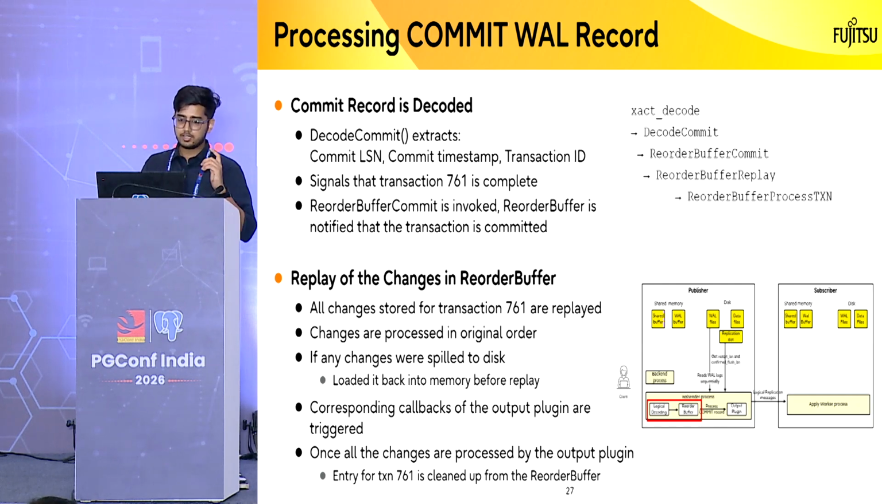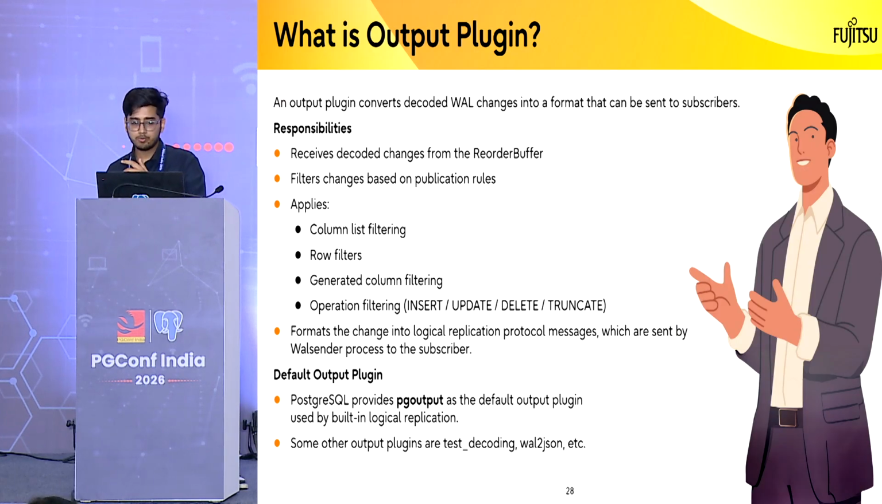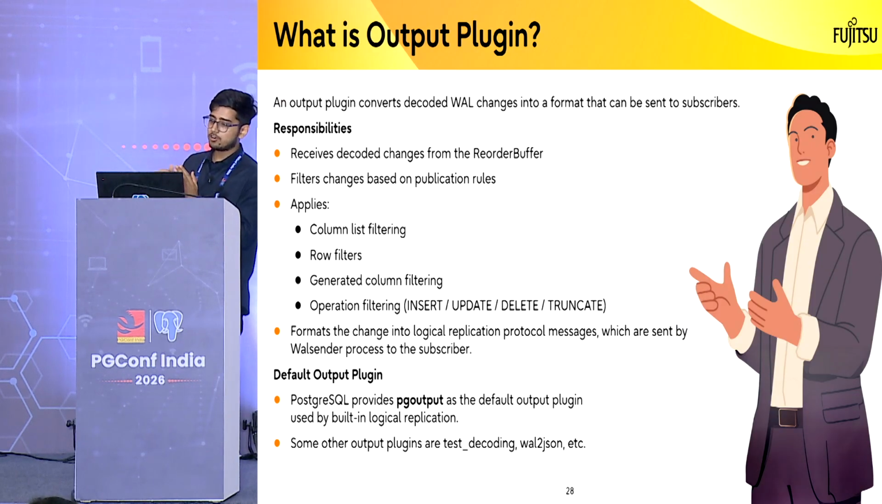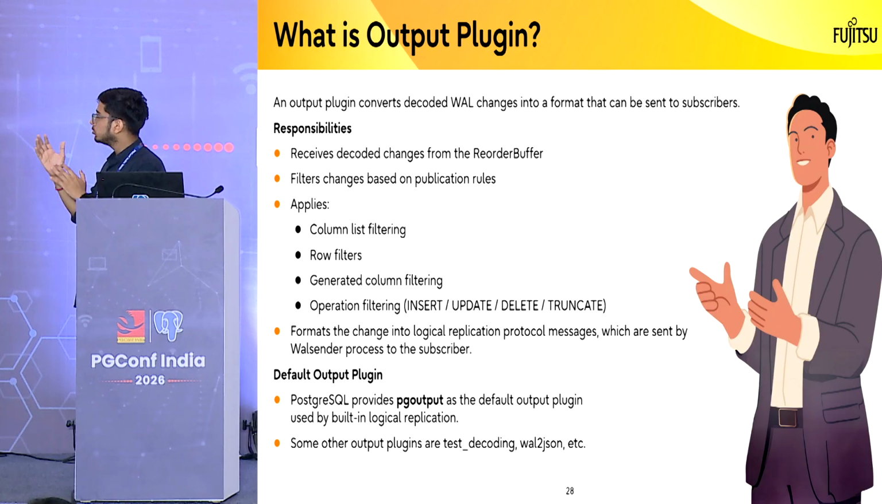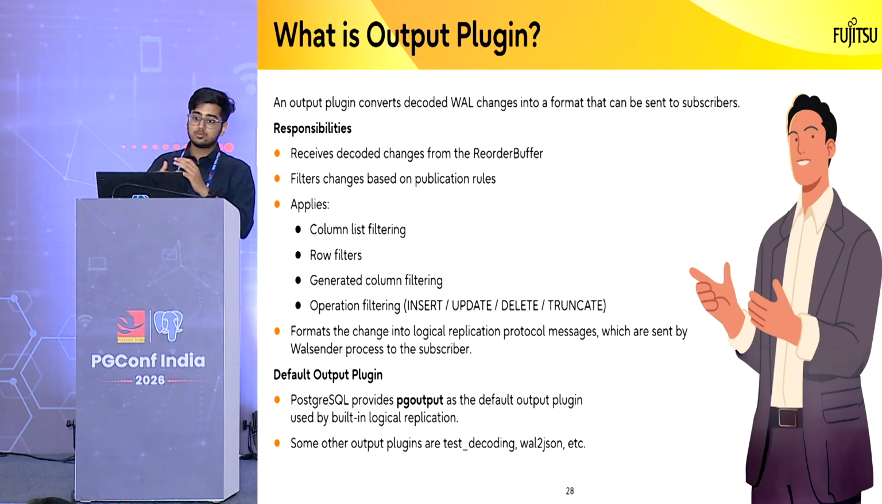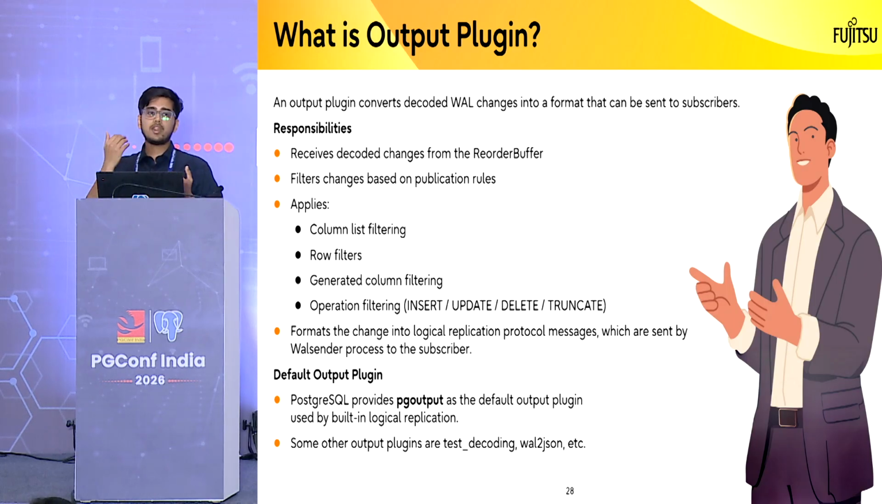Okay, till now we saw how it is processed inside the reorder buffer and sent to the output plugin. Now let's see what the output plugin is. Basically, the output plugin converts these decoded WAL changes into the format that can be sent to the subscribers. The main responsibility of the output plugin is to receive these changes and apply the filters.